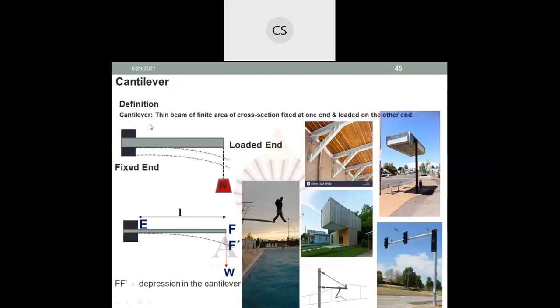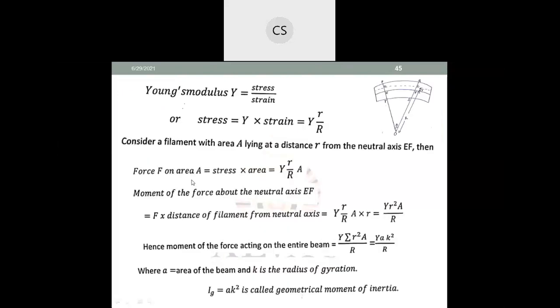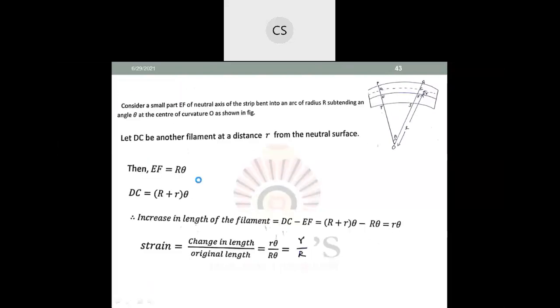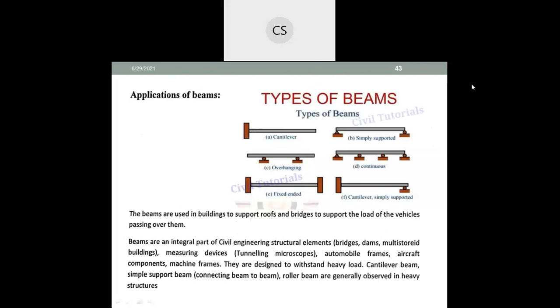So next we are going to see a specific case of beams. In the last class we have seen beams, right? Just let me go back. So the application of beams, you have seen the different types of beams: cantilever, simply supported, overhanging, continuous beam, etc. That we have seen, correct?